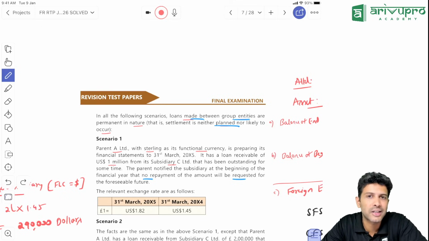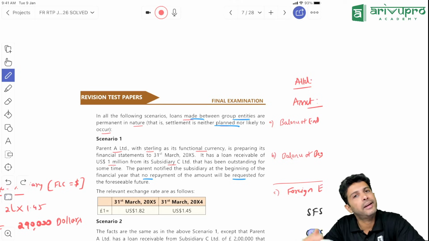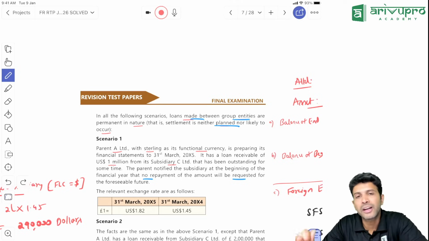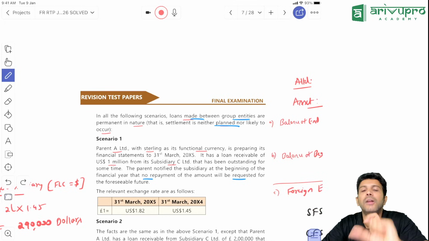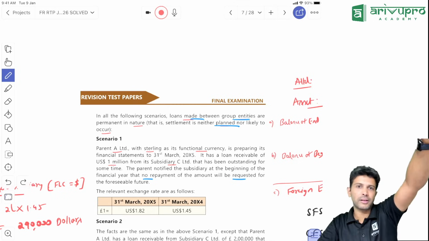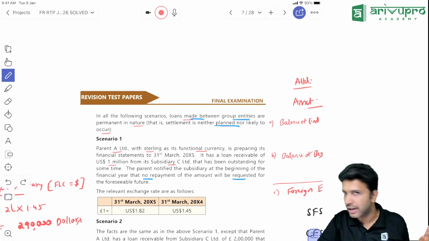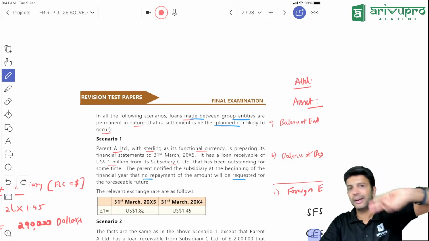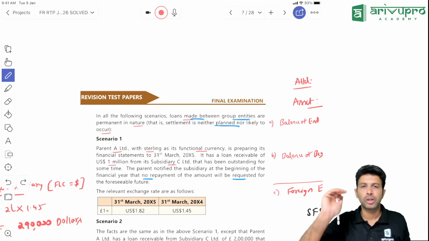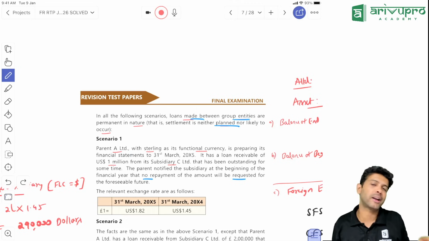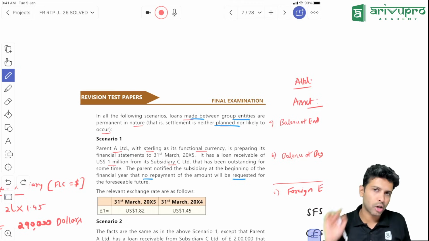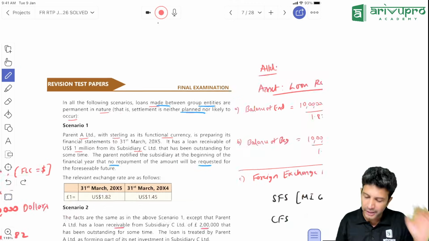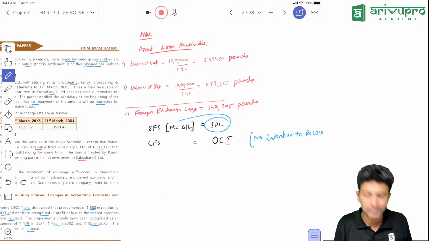Monetary items should be restated using the closing rate, and that comes in your balance sheet, right? Initially you would have converted the monetary item using the transaction date spot rate, but on the reporting date you will restate using the closing rate. Due to this restatement of monetary items at the closing rate, you will get some forex gain or loss. So forex gain or loss on monetary items in the separate financial statements will go to SPL.